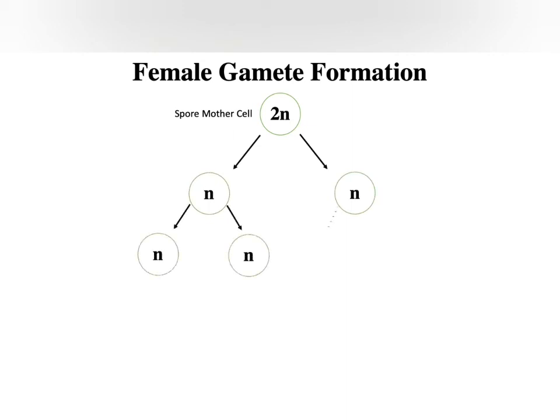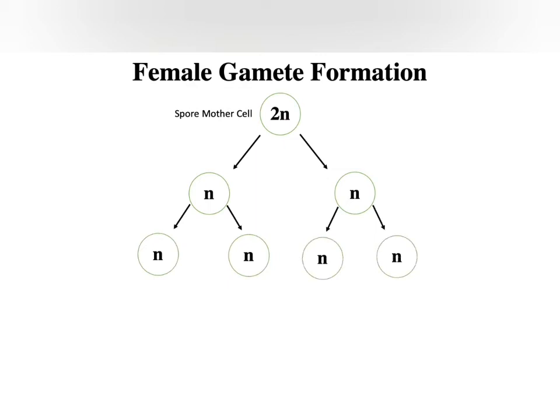So now let's talk about female gamete formation. The female gametes in flowering plants are formed slightly differently, but we start off again with the diploid mother cell. As you can see on your screen, this time we call it the spore mother cell. And again, this spore mother cell will divide first of all by meiosis. So we have our first meiotic division, and then we have our second meiotic division.